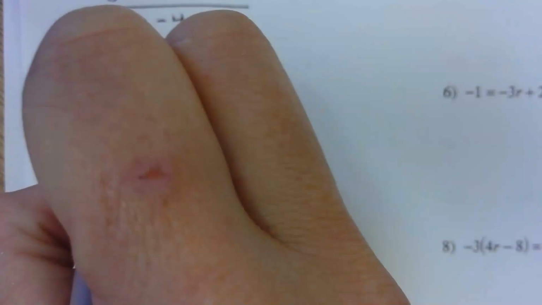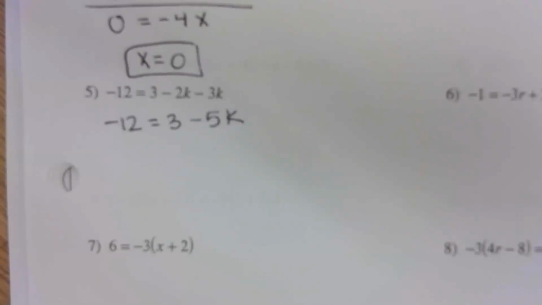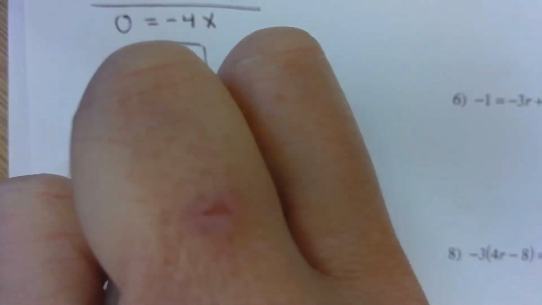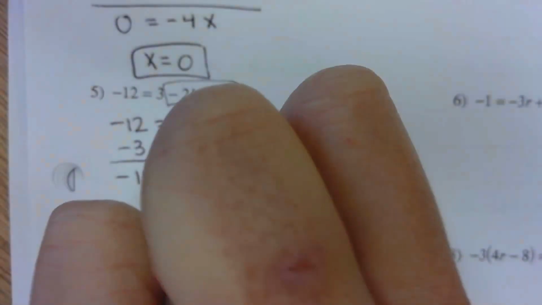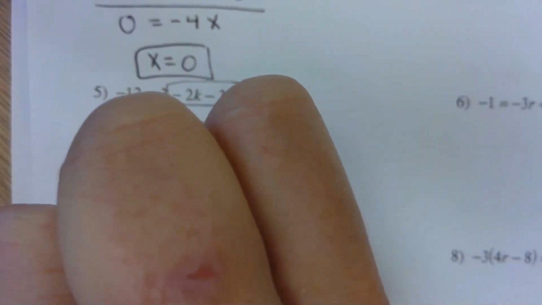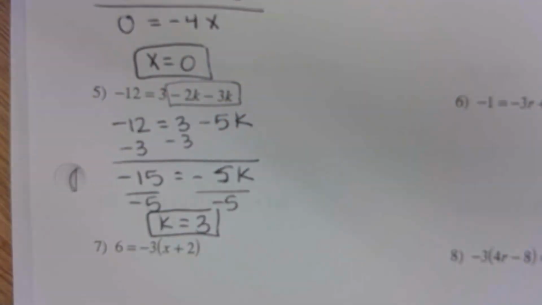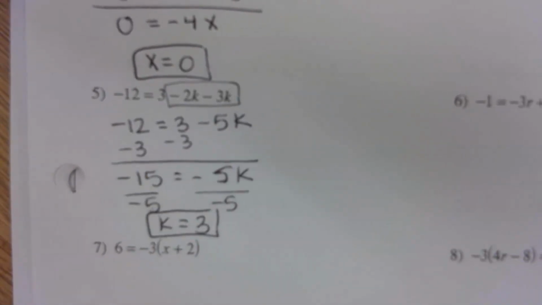Okay, number 5, -12 equals 3 minus 2k minus 3k. So you have -12 equals 3 minus 5k, because you combine like terms to start. Then subtract over your 3. So you get -15 equals -5k. Divide both sides by -5. And we get k equals +3, because a negative divided by a negative is a positive.